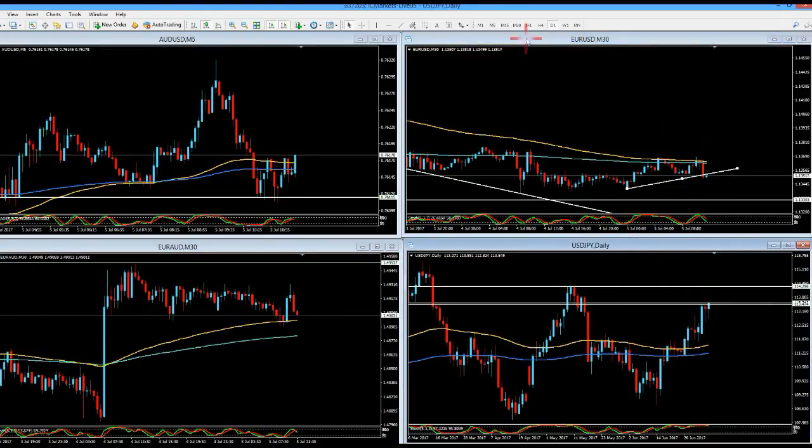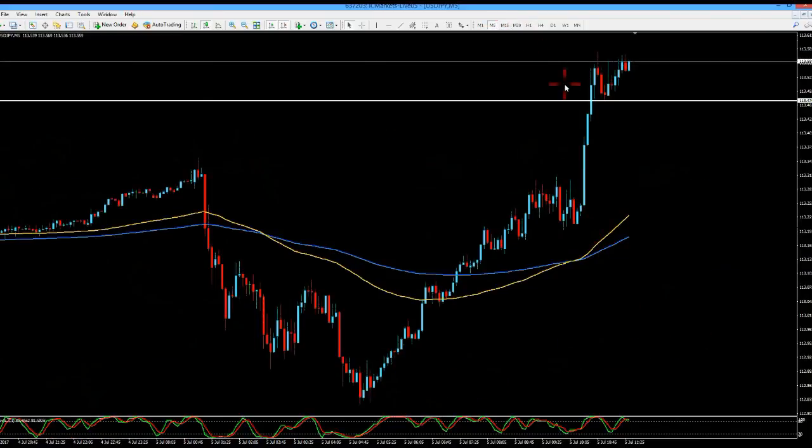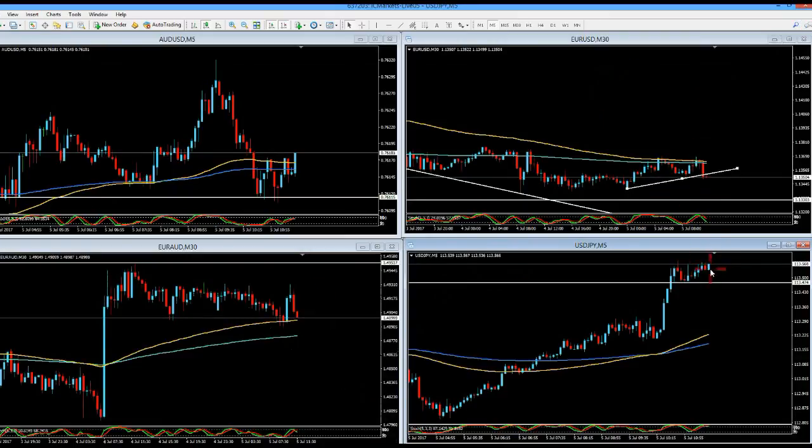And the daily, as we can see, it broke the resistance on the USDJPY. On the daily chart, you can see it's broken, it became support, it's continuing. So I'm personally in a long for USDJPY, and I'm shorting EURUSD.